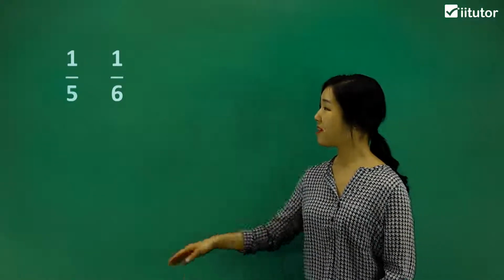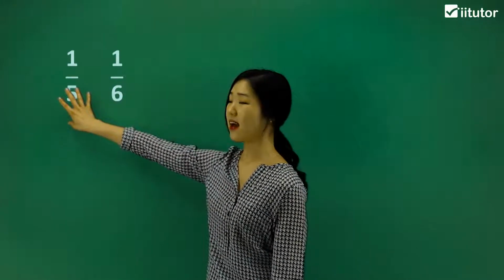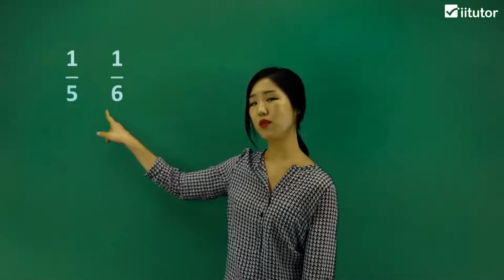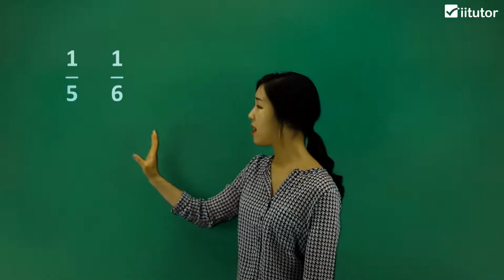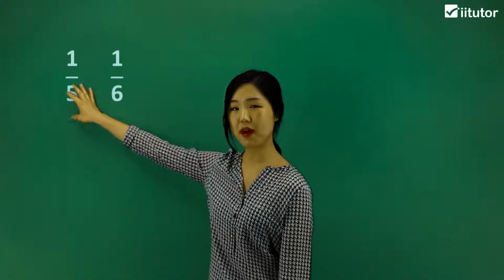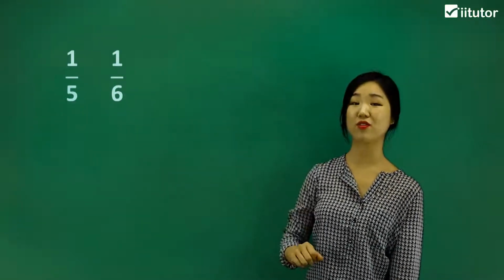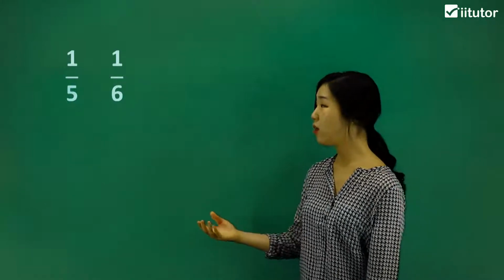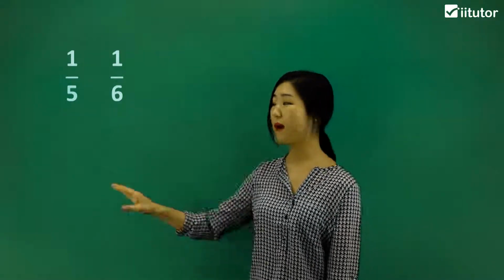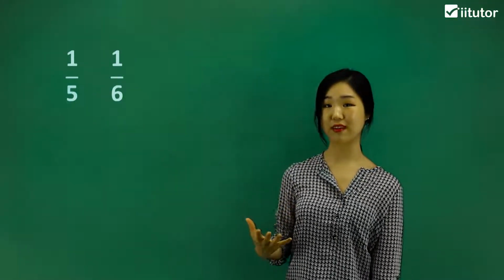Now, see guys, 1 divided by a number. See, 5 is smaller than 6, isn't it? So 1 divided by a smaller number and 1 divided by a number that's a bit greater. Which one do you think is greater? Well, when we divide by a smaller number, it becomes greater, isn't it?